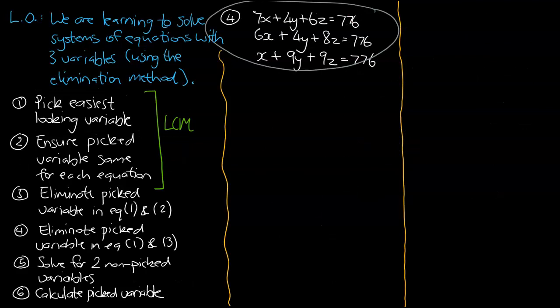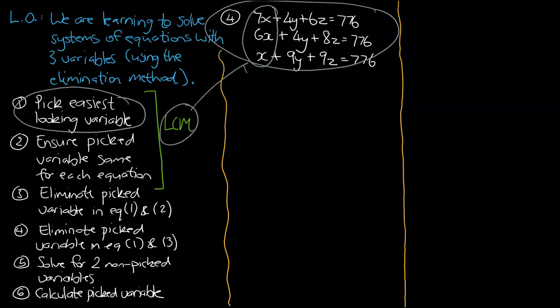We're on to the grey pen. How exciting. And what we're going to do is start off with the pick the easiest looking variable step. And this time around, I'd say none of them are easy, but one of them is less annoying than the other one. So if you have a look at the x's, 7, 6, 1, all of them are completely different. The lowest common multiple, we talked about the lowest common multiple before, would have been 42. So we would be multiplying these equations by some big numbers. So that's not going to help.